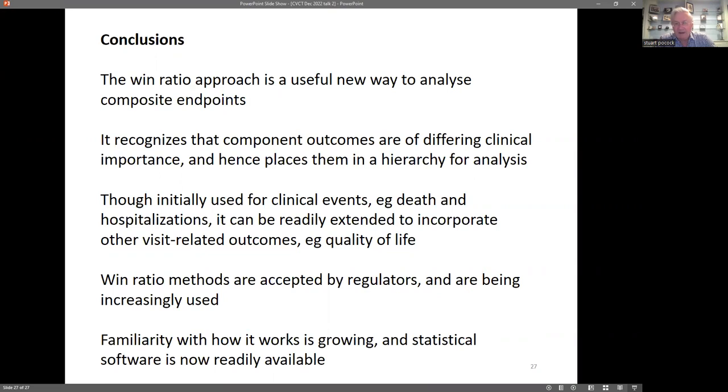The FDA seem particularly favorable to its use, particularly in device trials, and it is getting increasingly used. I get an inquiry about once a week from someone who's thinking of using it. Familiarity with how it works is therefore growing, and statistical software is now readily available for use. There are other things I could have said, but I hope that gives a flavor of what it's all about. Thank you for listening.